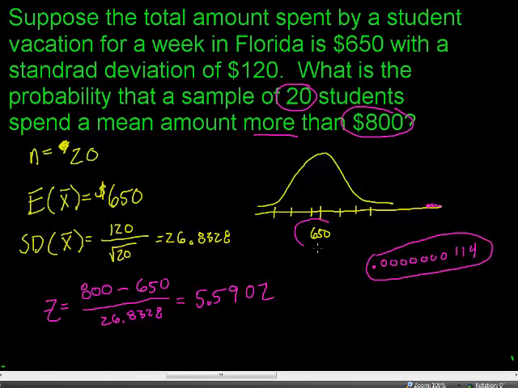Well, then this 650 must have been way wrong if it did happen. If this did happen, then the 650 that we thought the average was has got to be wrong, because we don't believe in things falling over here at 5.59 standard deviations.